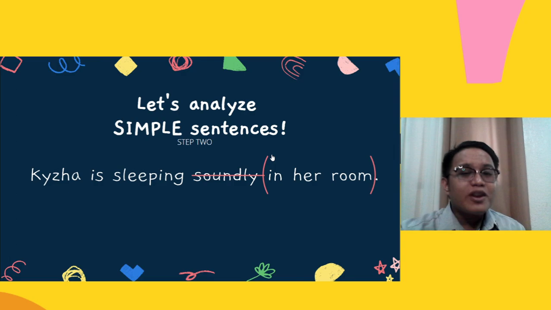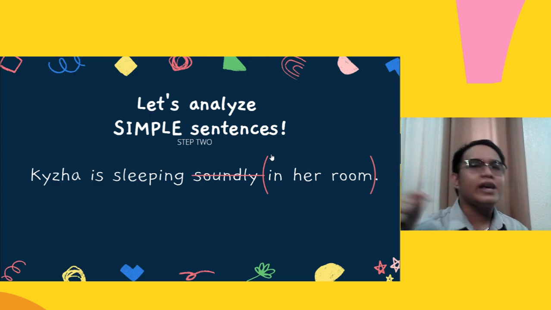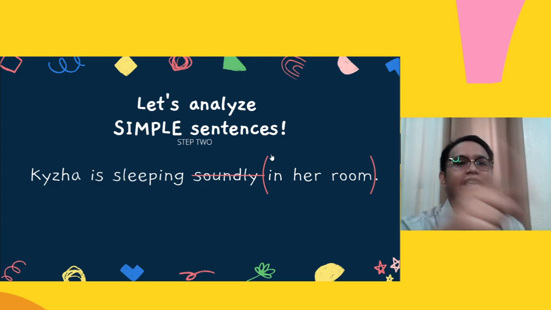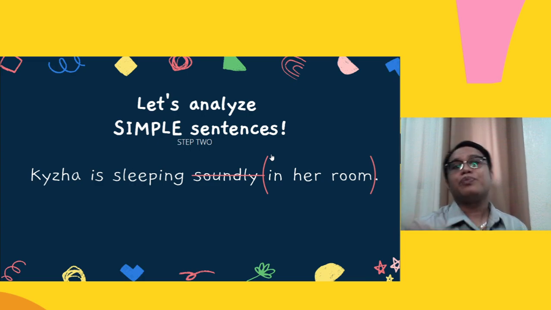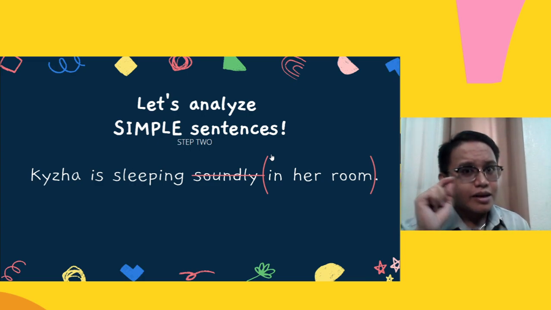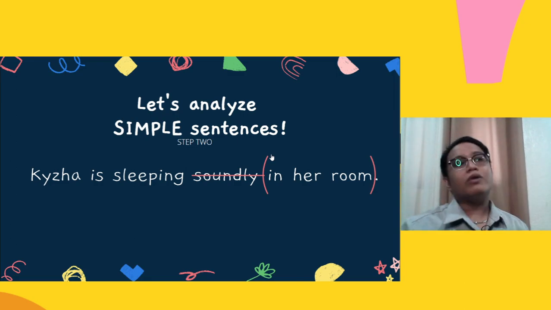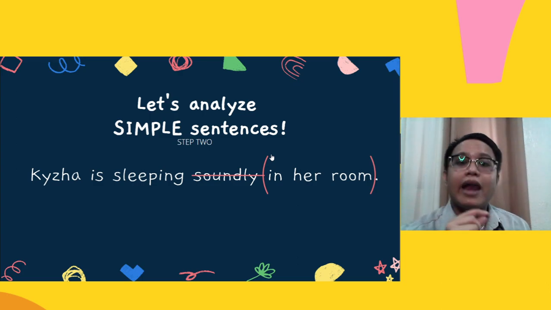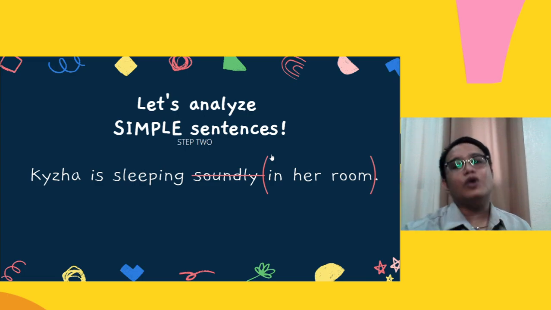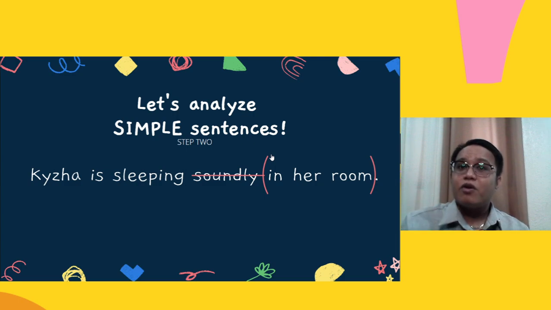Okay, step 3, underline once all nouns. Okay, is Keisha a noun? Is Keisha a name of a person, place, thing, and so on? Yes, very good. So we underline Keisha once. Is sleeping a noun? No, right? Is room a noun? Is room a name of a person, place, thing? Very good. Room is a noun because it's a name of a place. So we underline it once.